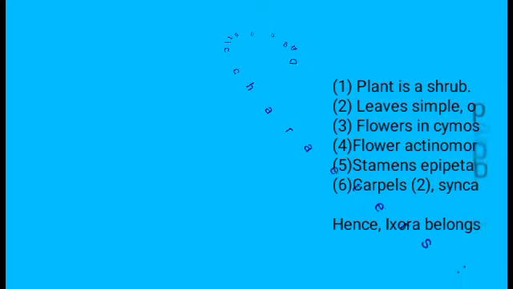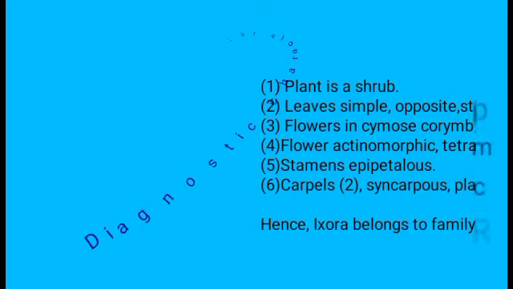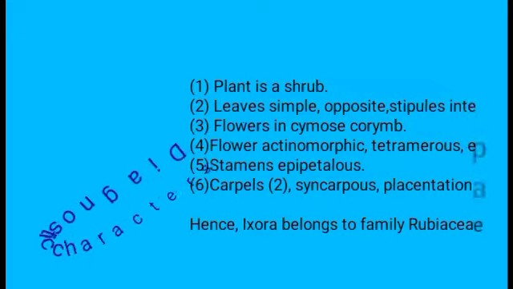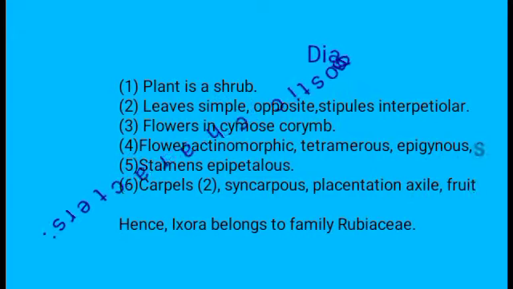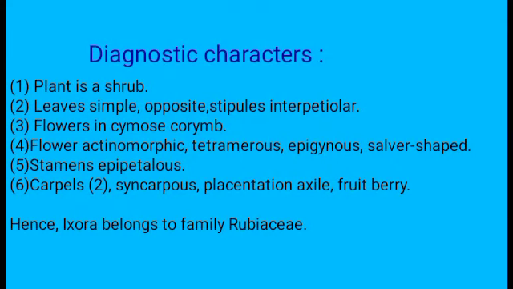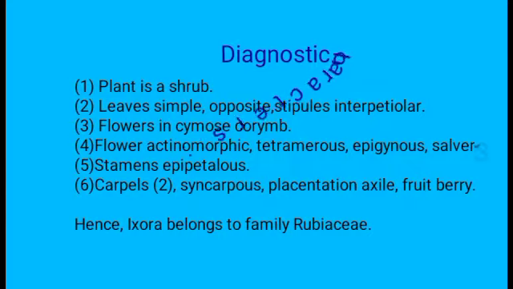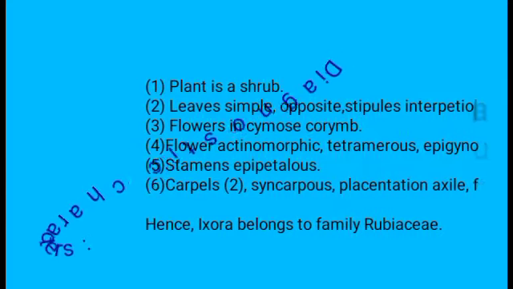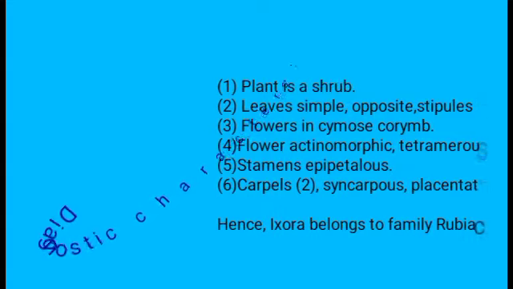Now the diagnostic features in a nutshell. The plant is a shrub. Leaves simple, opposite, stipules interpetiolar, flowers in cymose corymb, flower actinomorphic, tetramerous, epigynous, salver shaped, stamens epipetalous, carpels 2, syncarpous, placentation axile, fruit berry. Hence, the plant, that is Ixora, belongs to the family Rubiaceae.